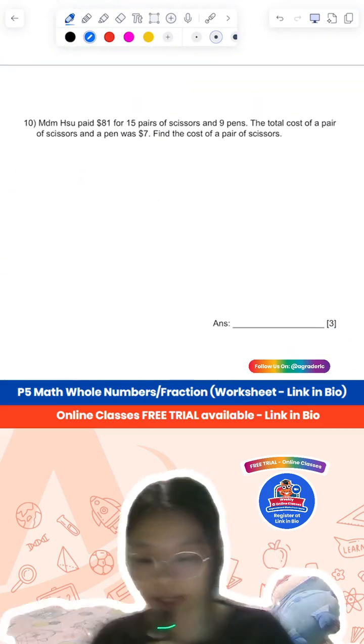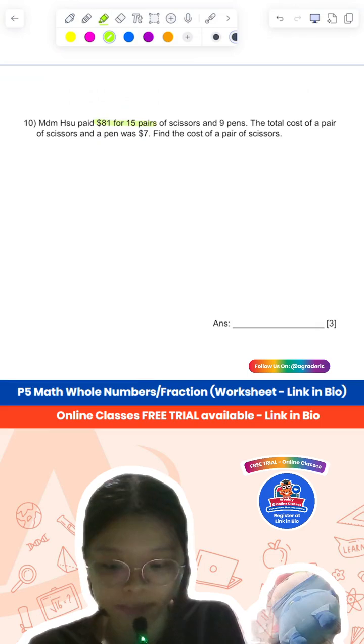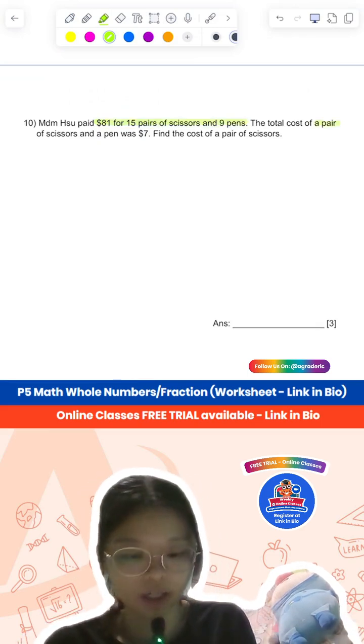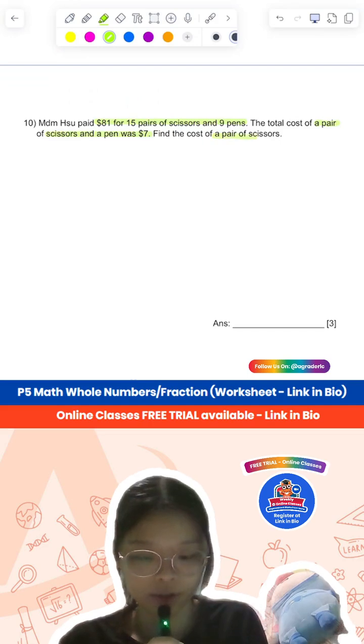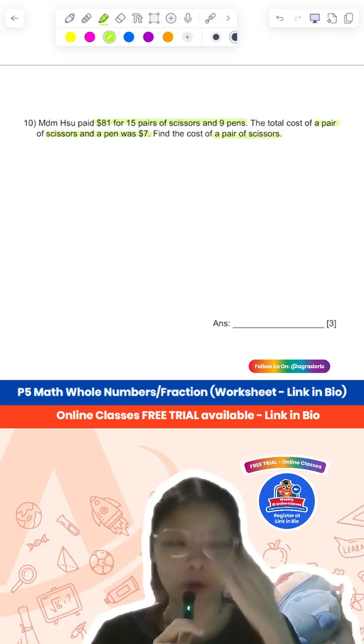Okay, question 10. Madam Sue paid $81 for 15 pairs of scissors and 9 pens. The total cost of a pair of scissors and a pen was $7. Find the cost of a pair of scissors. Okay, this one, can you all tell me what concept this is?